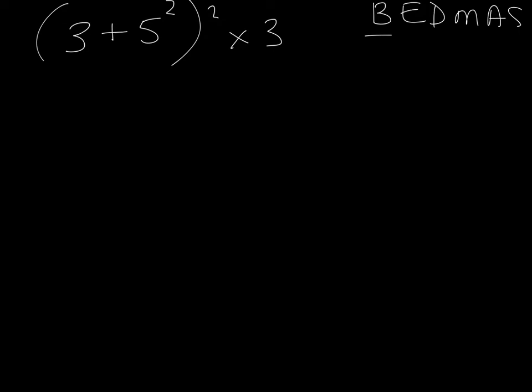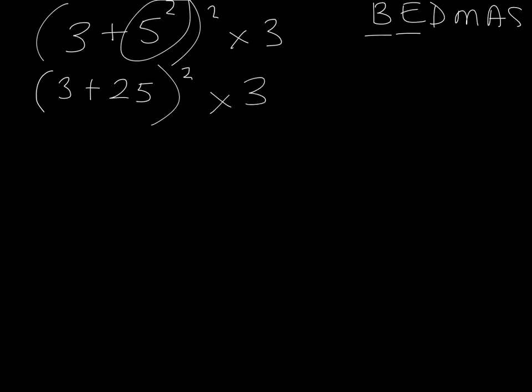So the next thing that we have to look for is, are there exponents in the bracket? There are. There's 5 to the power of 2. So I would write my next line like this, 3 plus, and then do 5 to the power of 2, which is 5 times 5, which is 25. Close my bracket. Don't forget that little 2, which is my exponent outside of the bracket, multiplied by 3. Now I have to finish what's in the bracket, which is 3 plus 25, which is 28. And actually, I don't need the bracket anymore because I'm just left with one number, 28.